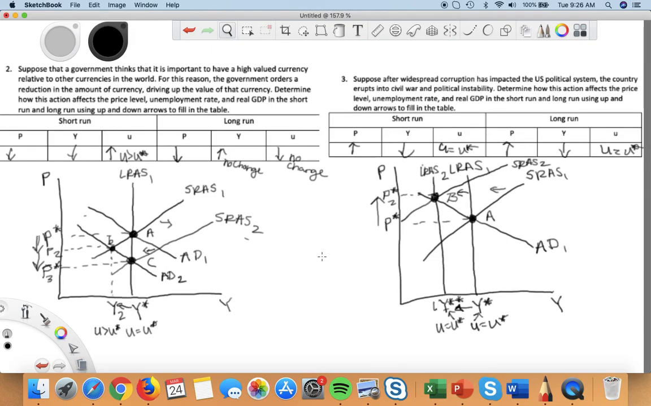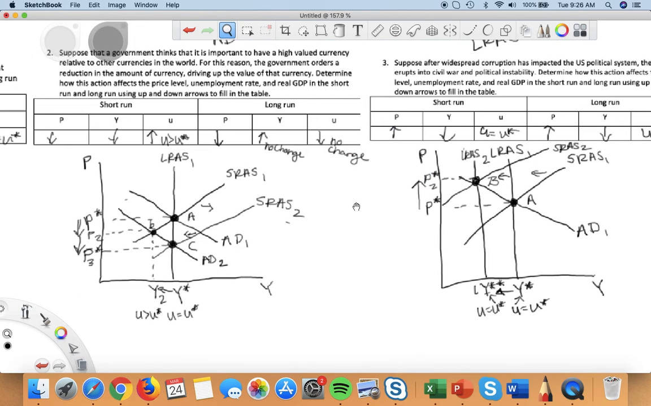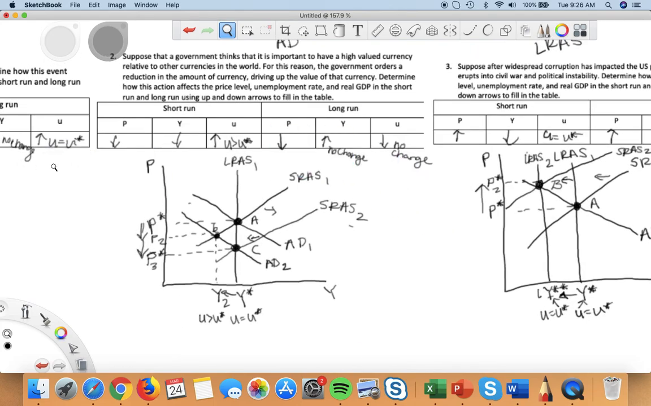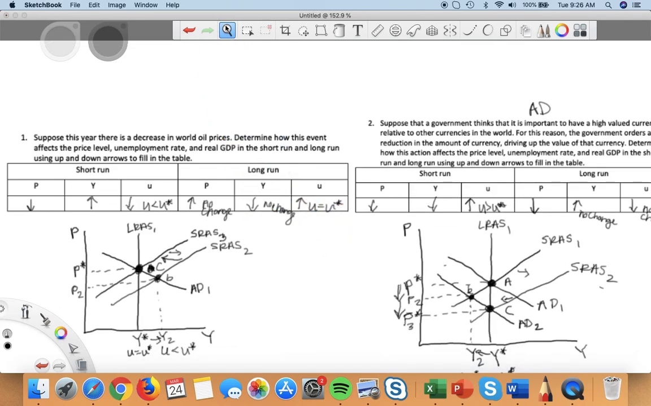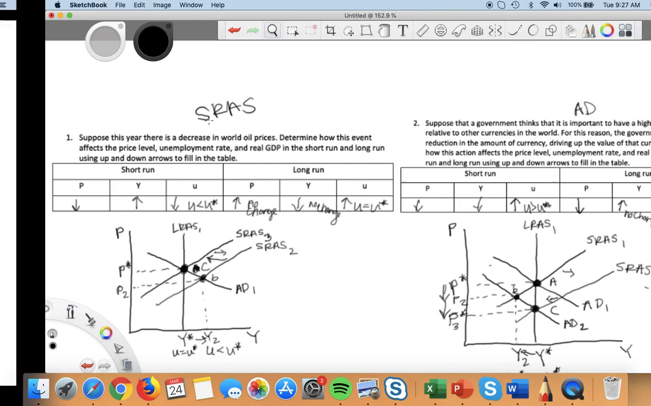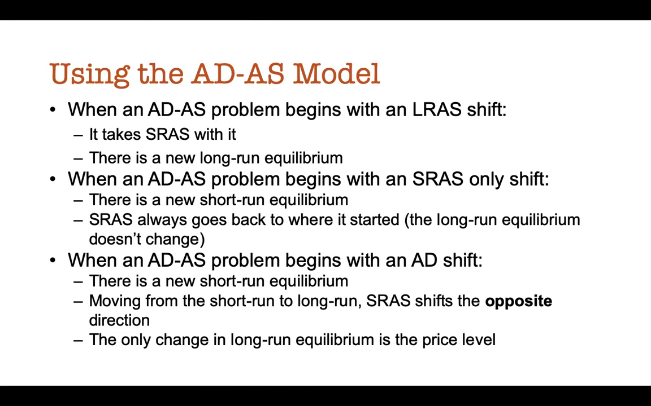So the third one starts with a long run aggregate supply shift. So that's that first pattern. This one started with an aggregate demand shift, and then that first one we looked at, this guy right here, started with a short run only shift. So you can see they're going to kind of follow those same rules right here when it starts with each of those, just like the ones from the notes.